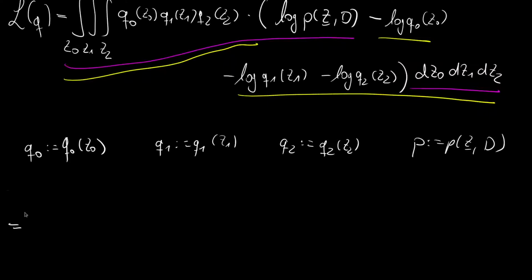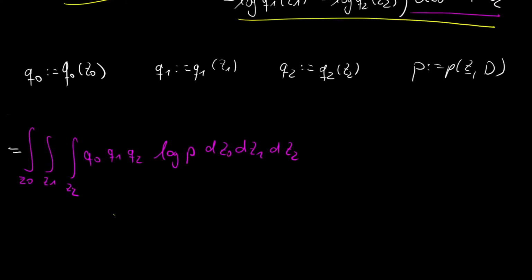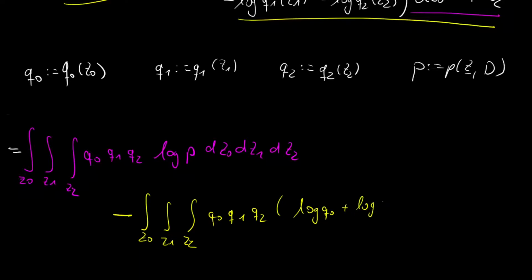First, we have the integral over z0, z1, z2, and q0, q1, q2, then times the logarithm of p, then dz0, dz1, and dz2, right? This is just the first integration here. And then we get our logarithms of the surrogate contribution, which will be minus, and then we have the integral over z0, z1, z2 of q0, q1, q2, logarithm of q0 plus logarithm of q1 plus logarithm of q2, then closing brackets dz0, dz1, and dz2.